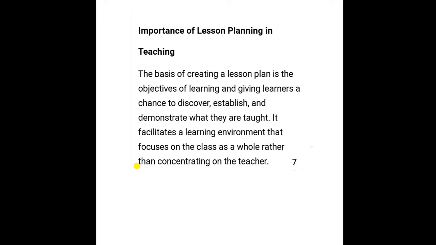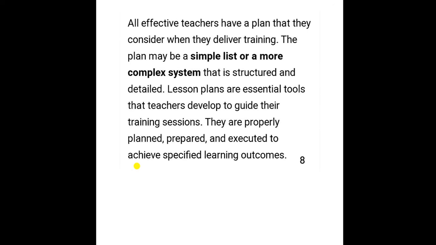Next, what is the importance of lesson plan in teaching? The lesson plan in teaching is very important. The basis of creating a lesson plan is the objective of learning and giving learners a chance to discover, establish and demonstrate what they are taught. It facilitates a learning environment that focuses on the class as a whole rather than concentrating on the teacher.